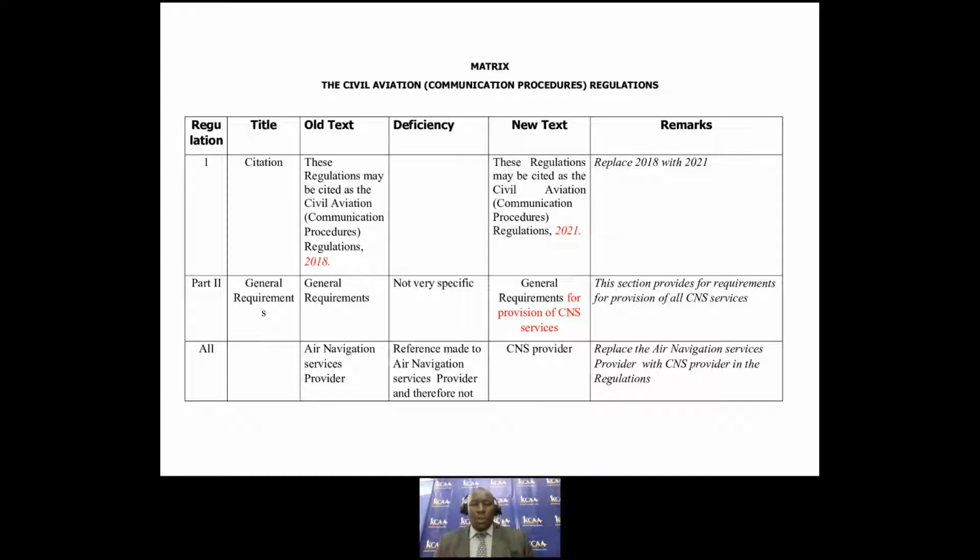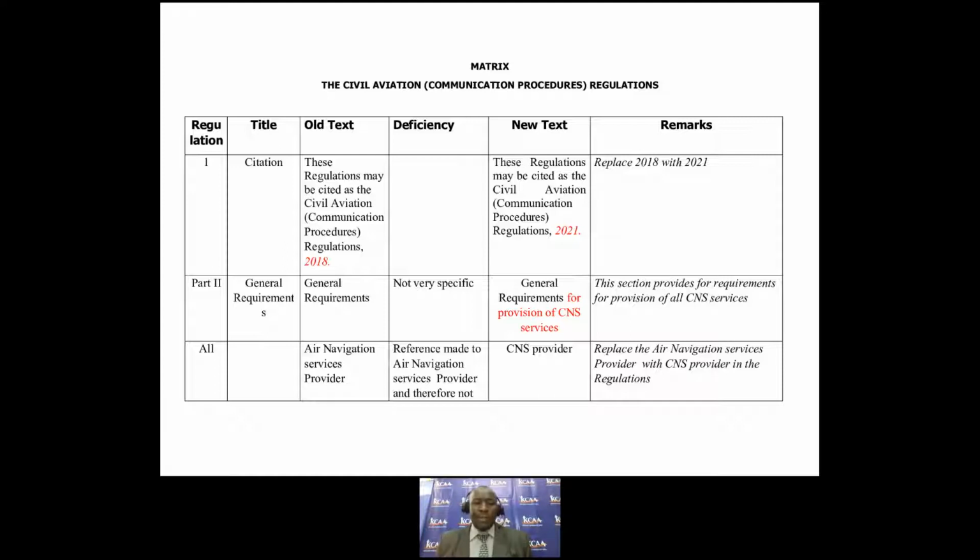Looking at the changes which have been effected or which are proposed to be effected in the reviewed regulations, the first change, looking at the matrix, is on Regulation 1, that is the citation. This is just a change in the year. The current regulations were promulgated in 2018, and we expect these reviewed regulations to be promulgated in 2021. So we have that change from 2018 to 2021.